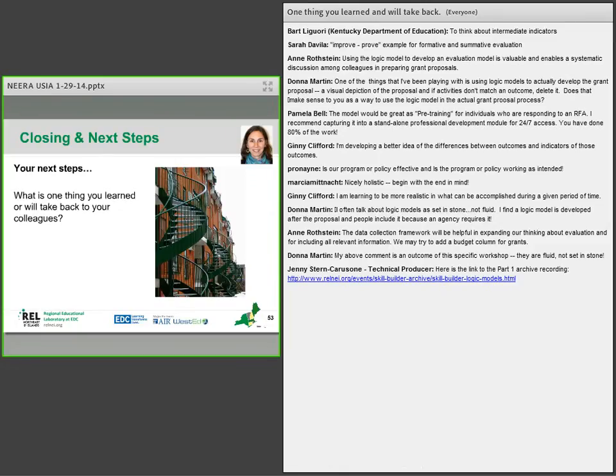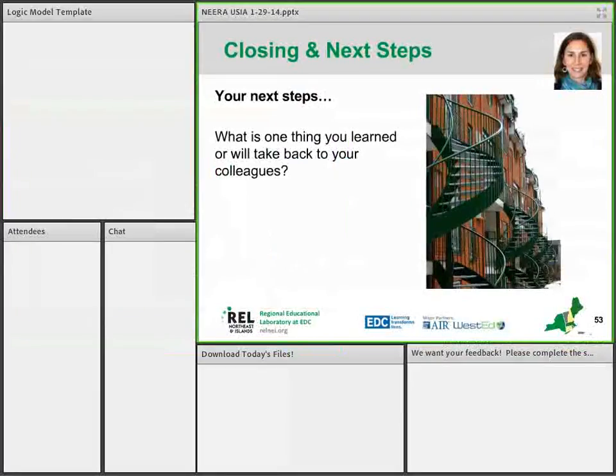Donna was saying I often talk about that, okay, so I'm glad that this workshop is helping to reiterate that. And Jenny is putting in a link to the archive recording so folks can revisit that. With that, these are very helpful. We'll be recording these and thinking about this feedback as we make revisions to this workshop to deliver it again.